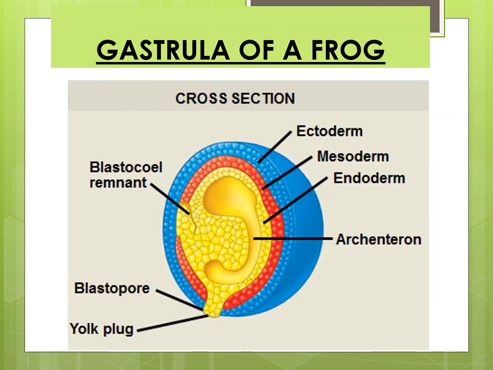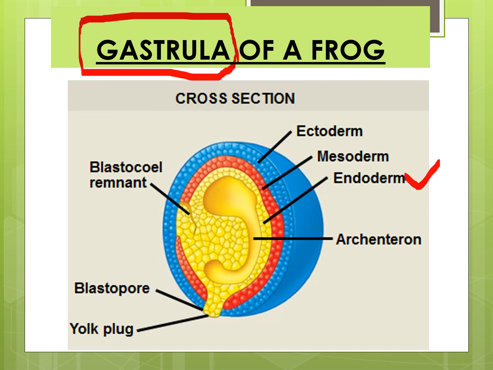If we had to look at the structure of a gastrula for a frog, we can see our layers, our endoderm, mesoderm, and ectoderm. We also find that if we think back to that tennis ball metaphor, that inner cavity that is formed is the archenteron, and your archenteron is like a very primitive early digestive system. We also have a yolk plug, a blastopore, and we have a blastocoel remnant.